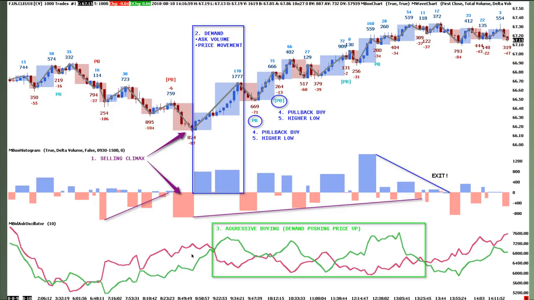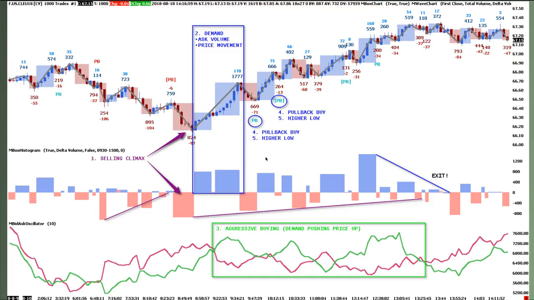Also in the MBid ask oscillator, we see that at this point there's a gap between the buying and the selling, and now there's aggressive buying happening. And so we see that there's demand, we see the aggressive buying, we can conclude this was a climax, and then here we have a pullback buy signal and a higher low. Here we got another pullback and also a higher low. So if you get in on this position here, you can add another position here.